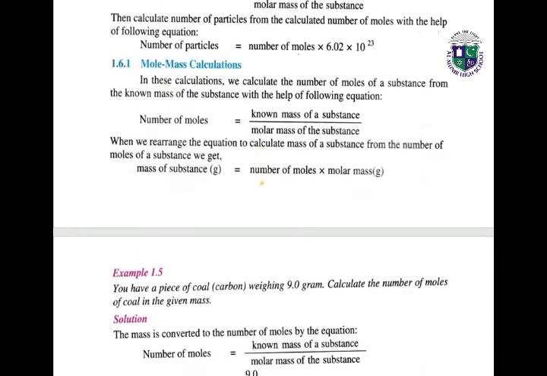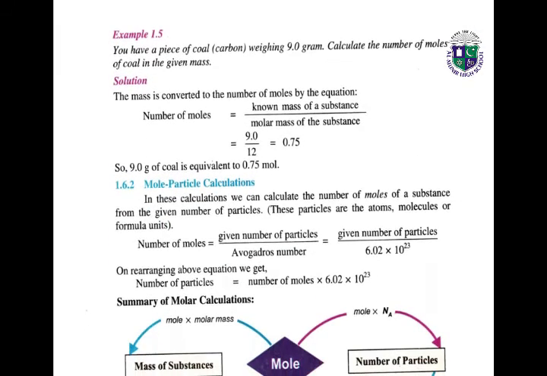How can we use this formula? Yes, here we have the example. You have a piece of coal, carbon, weighing 9.8 grams. Calculate the number of moles of coal. So known mass of a substance is 9.8 and molar mass of carbon is 12. By dividing it, we get the answer, number of moles.